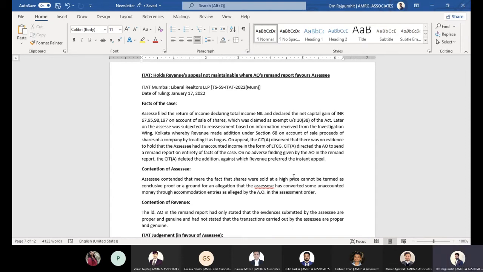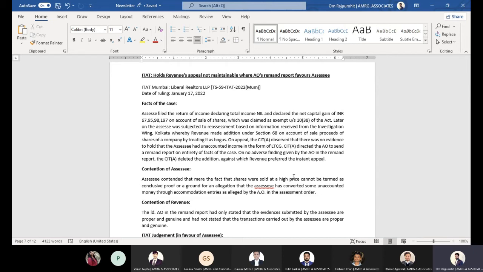During the ITAT proceeding, the contention of the assessee was that since the shares were sold at a high price, it cannot be treated as conclusive proof or a ground for an allegation that the assessee has converted unaccounted or black money through accommodation entries, as alleged by the assessing officer.